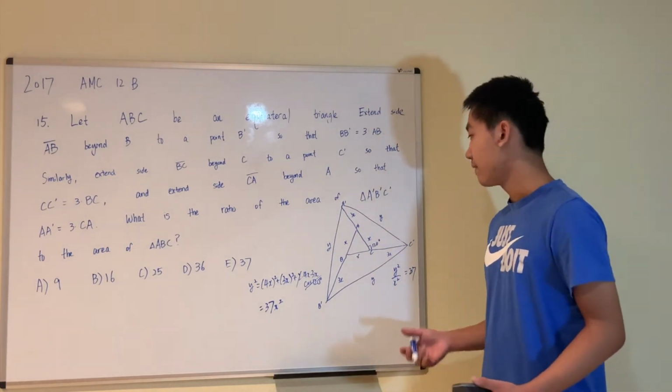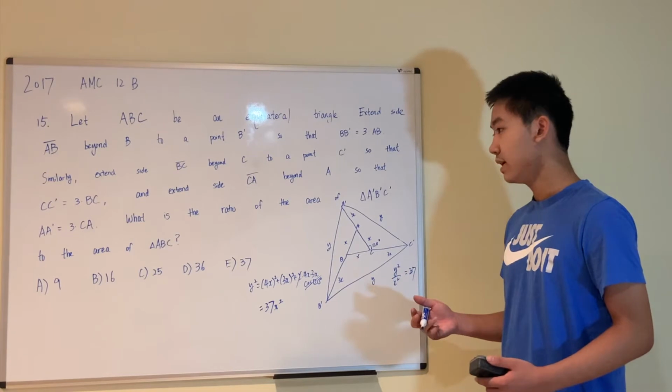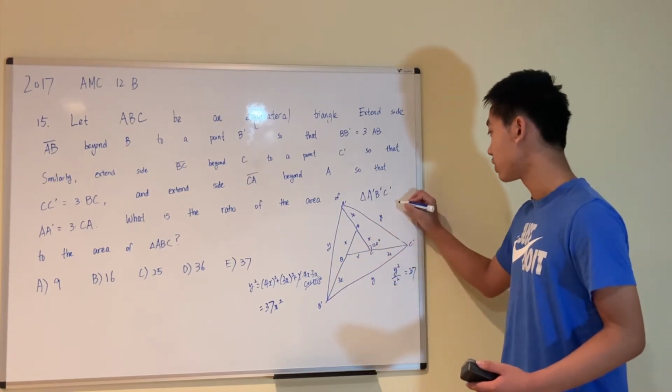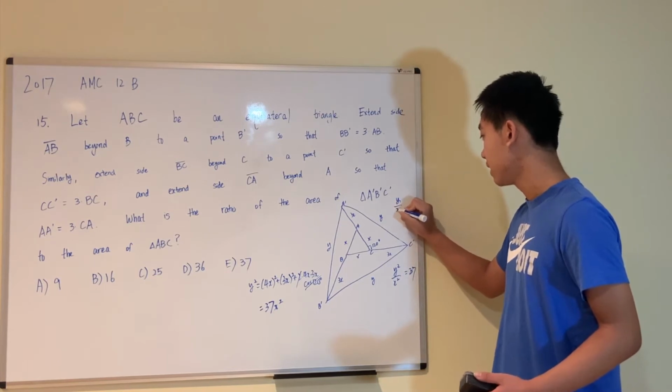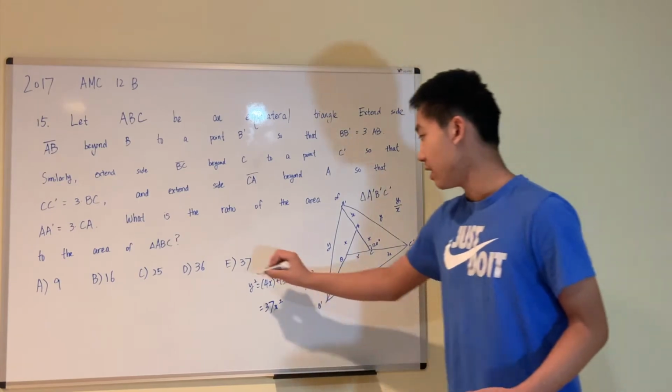So next, we have to use the concept that the ratio between the areas of two similar shapes is equal to the square of the ratio between the two corresponding sides. And the ratio between the two corresponding sides is y over x. If we square that, we get y squared over x squared, which happens to be 37, and our answer is going to be E.